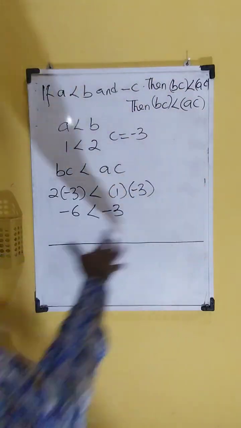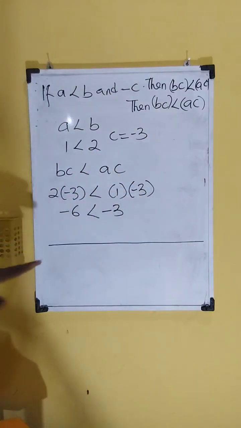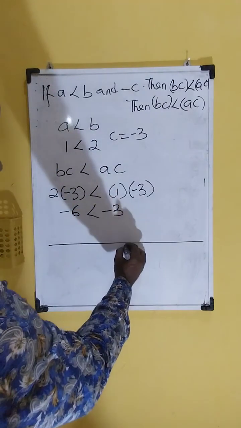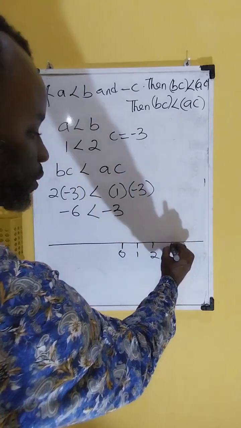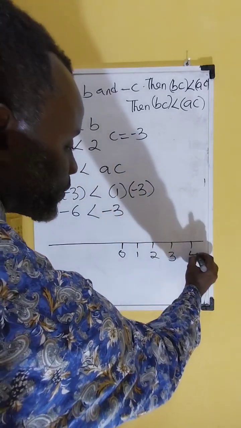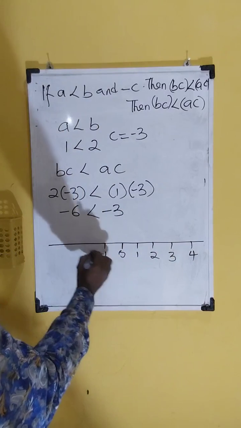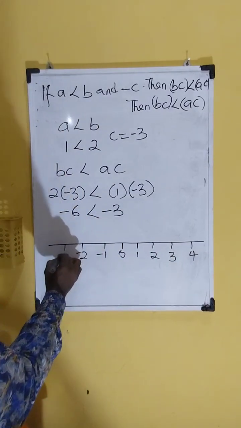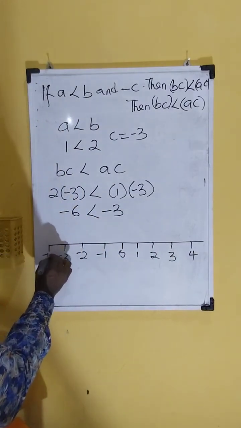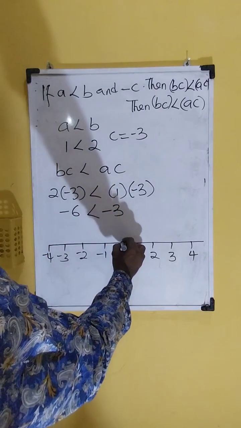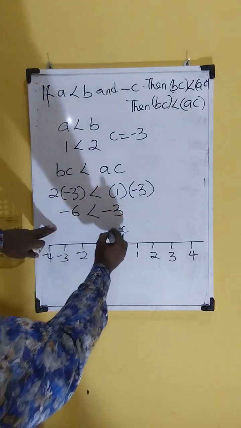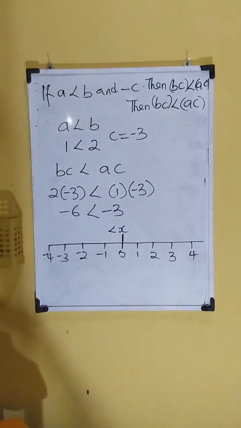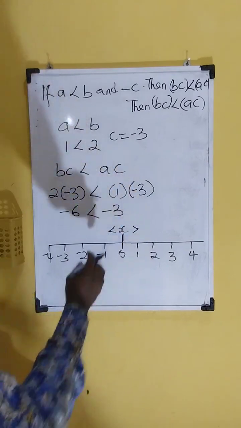So remember, this is what will help you understand it now: the number line. On the number line, we have 0, we have 1, 2, 3, 4. We have minus 1, minus 2, minus 3, minus 4. It keeps going. So from here, it is lesser than. From here, it is greater than.